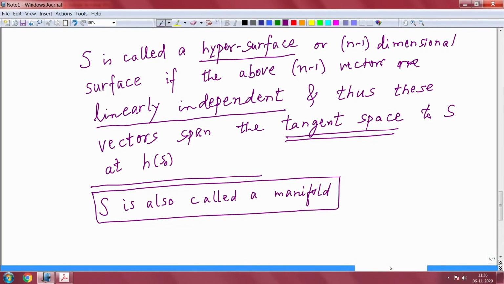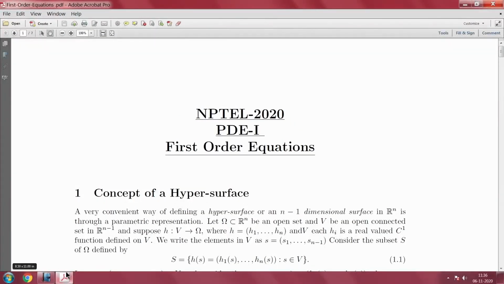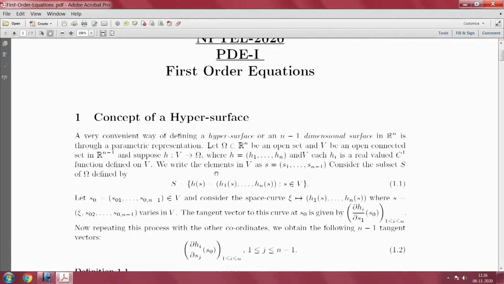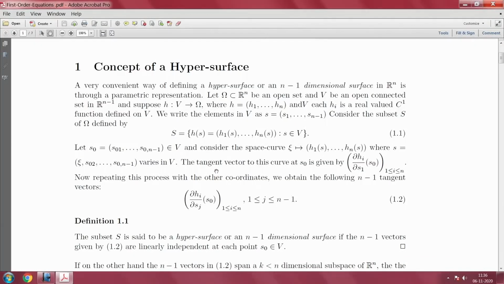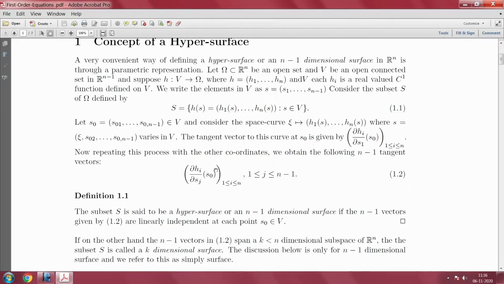So, we will now state the definition of surface analytically. Since the expressions are a little longer, I would like to show you a PDF file. So, here more details are given.